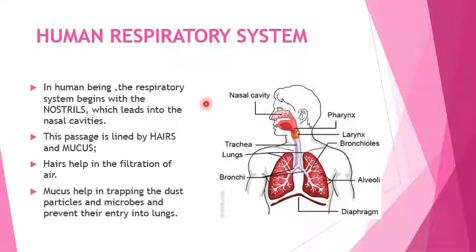The first we have discussed begins with the nostril, which leads into the nasal cavities. This passage is lined by hair and mucus. Hair helps in filtration, whereas the mucus helps in trapping the dust particles and microbes and prevents their entry into the lungs.